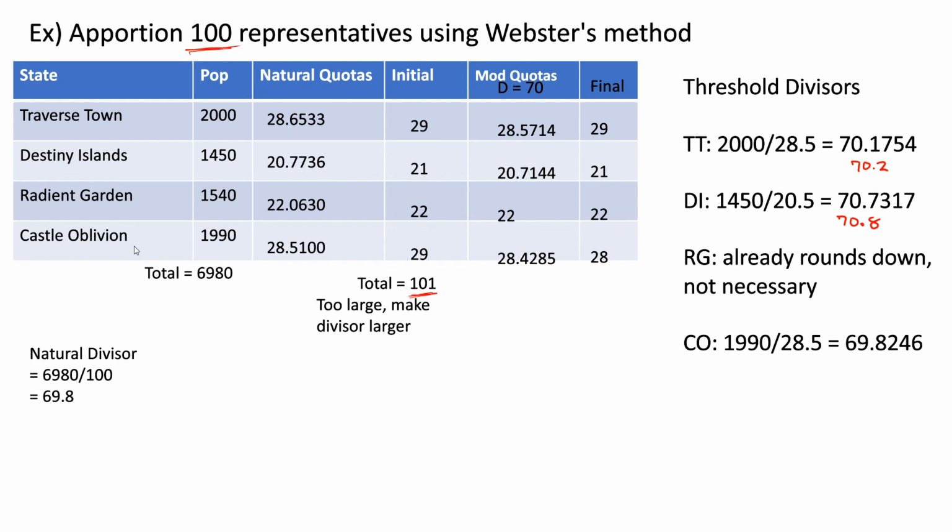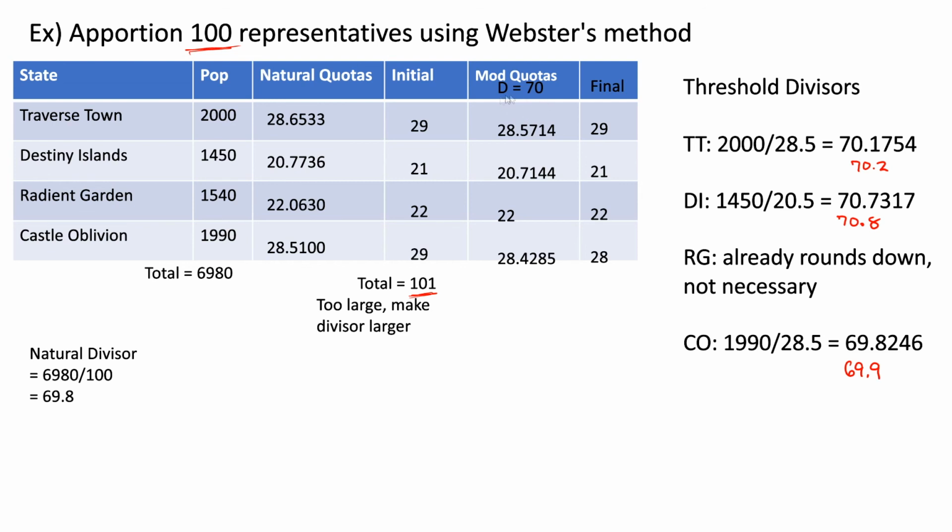Now we'll look at the next one, Castle Oblivion. They also rounded up initially, 28.5, which rounds up to 29. So we took their population, divided by 28.5, and we get a divisor of 69.8246. So if we wanted to use it, we could try making it just a little bit bigger. Maybe we could try 69.9.